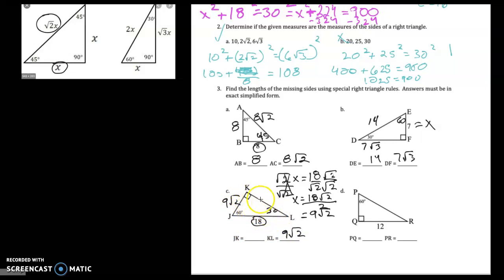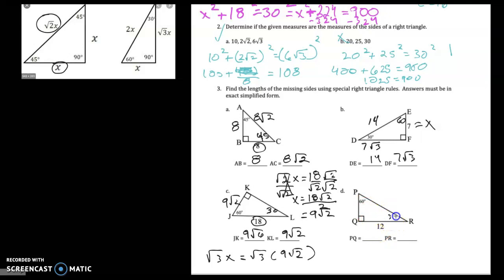this one is going to be, so KL is going to be square root of 3 times x, so that would be square root of 3 times 9 times square root of 2. And that's just going to be 9 times square root of 6, because 3 times 2 is 6. All right, and then we have this last one.